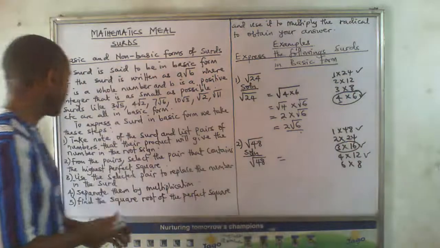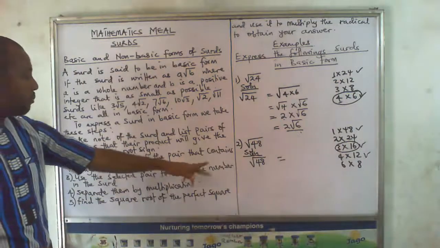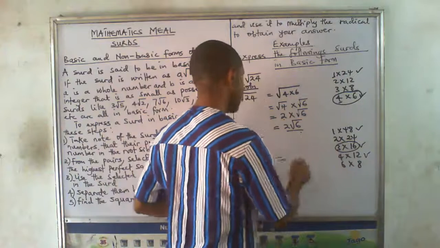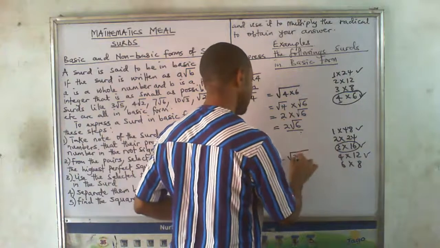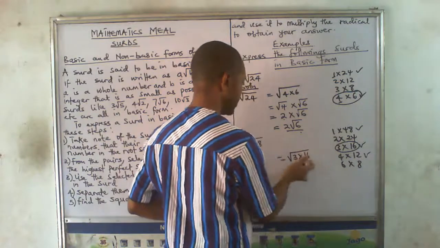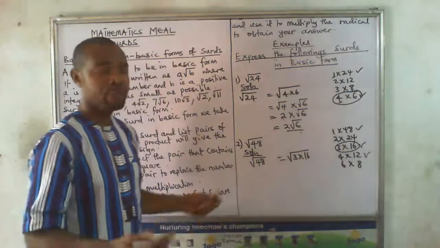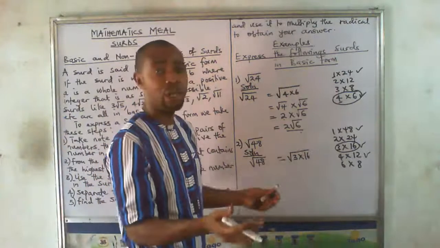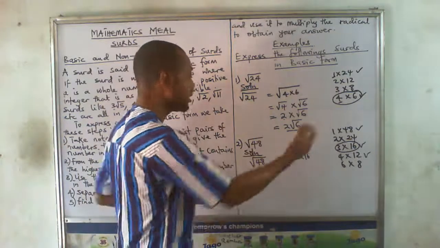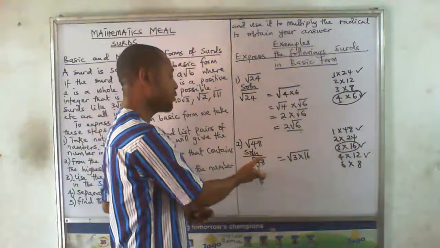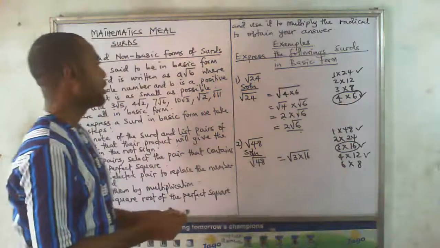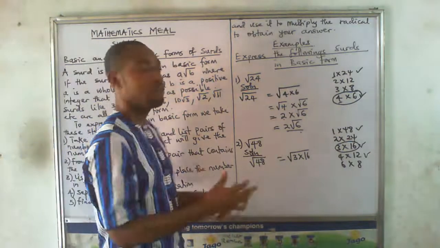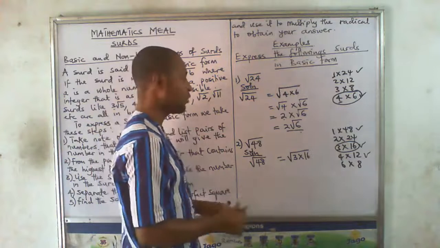So use the selected pair to replace the number in the surd. We're going to use 3 times 16 to replace this. 3 times 16 is still 48. So we are just trying to write this in another form, not to change 48 so that it will no longer be 48. It's just to put it in another form, from non-basic form to basic form. Remember, we are still dwelling on basic form. By the time we come to the non-basic form, we'll see how to do that.